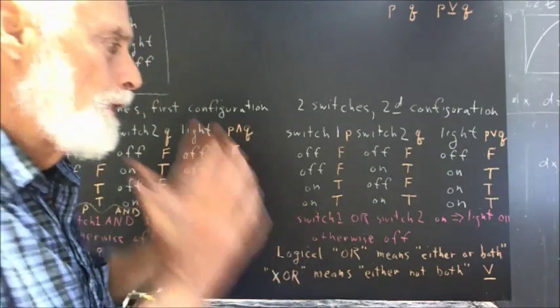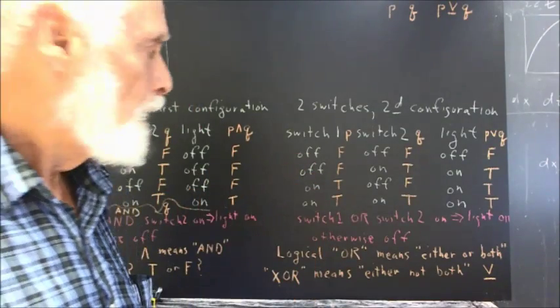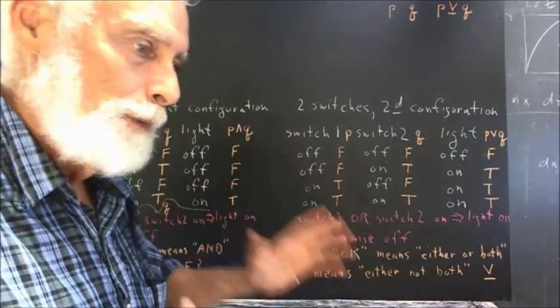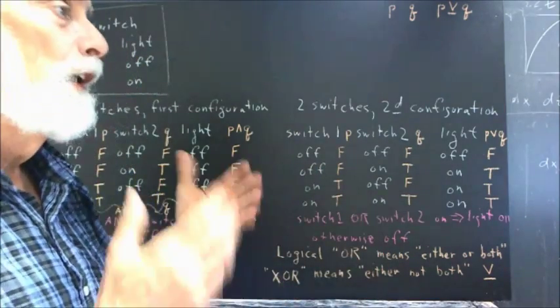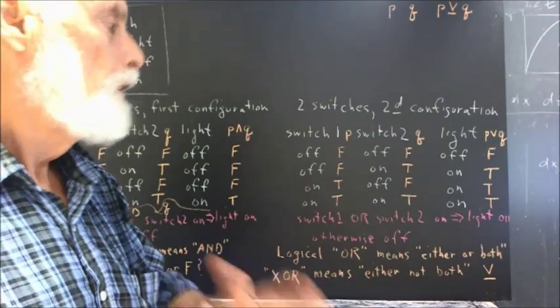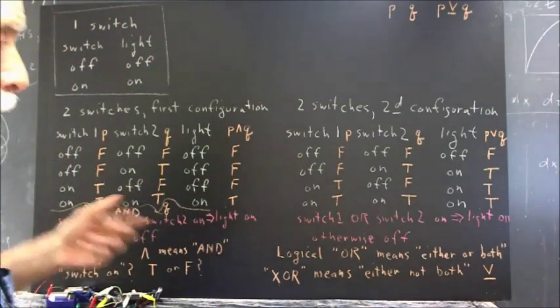Okay, if I say this or that, what I'm saying is my statement is true as long as this and that are not both false. If at least one is true, it's true. If they're both true, it's true.